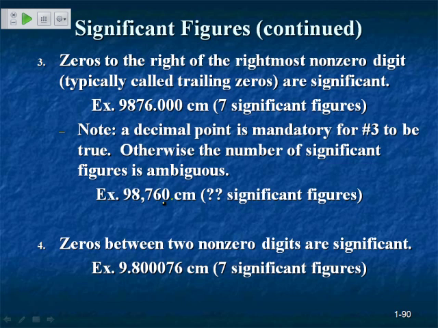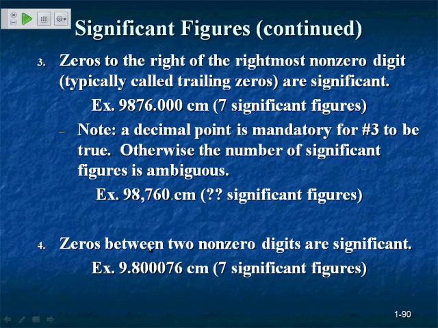That is why a decimal point is mandatory for this rule number 3. If there is no decimal point, it becomes a bit gray. If you say 4 or 5, technically both have to get credit or both have to be right. But if there is a decimal point, then we have a specific answer. So the zeros to the right of the rightmost non-zero digit will count.